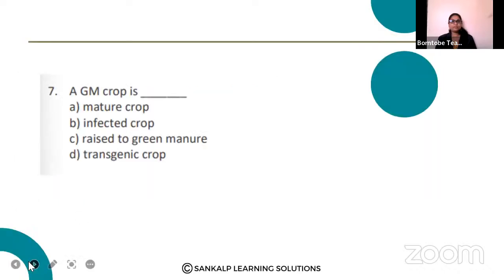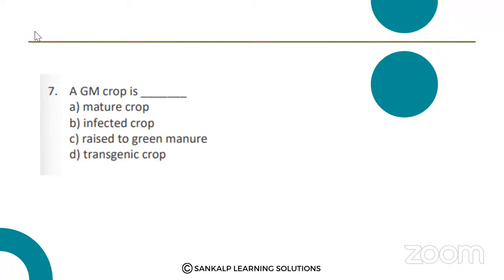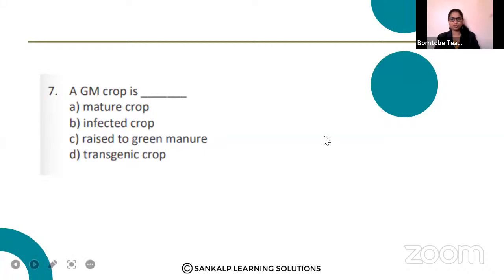A GM crop is: A, mature crop; B, infected crop; C, raised to green manure; D, transgenic crop. What is the other name or other meaning of GM crop? Option D, ma'am. Option D, that is transgenic crop. Veeresh, Parvati, Rakshita Joshi, Gayatri, Samarth, Deepti, Young, then Padma, Chaitra. Okay, fine. So option D, transgenic crop, is the right answer.